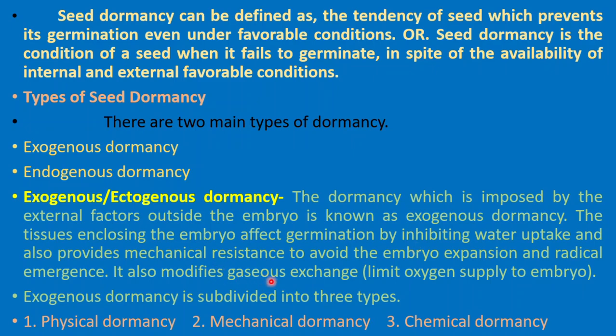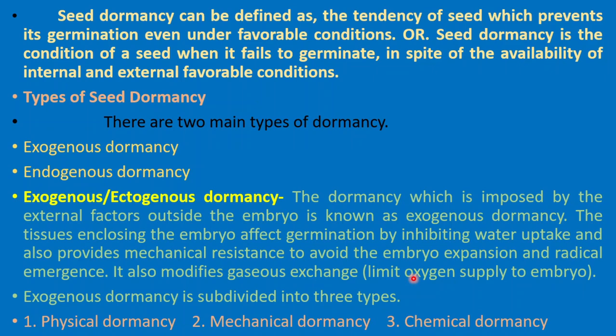It also modifies gaseous exchange. So due to the hard seed coat or such types of tissues present outside the embryo, they will modify or inhibit gaseous exchange, and due to that oxygen supply to the embryo is limited, and when limited oxygen supply or no oxygen supply is provided to the embryo, it fails to germinate. So this is a type of exogenous or ectogenous dormancy.